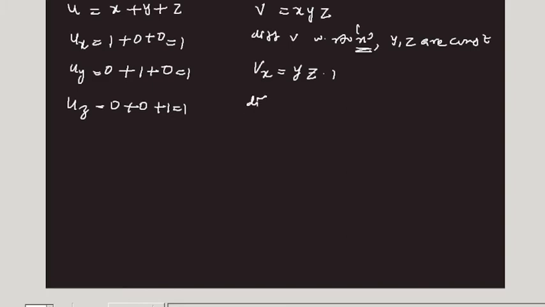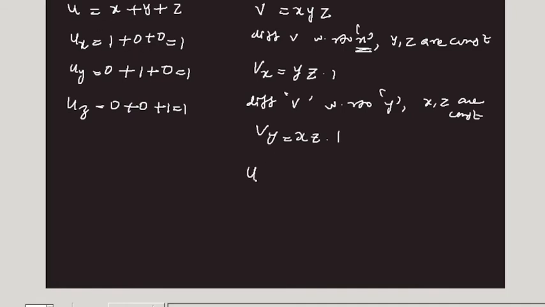Now I am differentiating v with respect to y. When we are differentiating with respect to y, x and z are constant. So here v y equal to, multiplication is there. So x and z are constant into y differentiation is 1. The same concept we are applying here also. Now we differentiate with respect to z. X into y, z differentiation is 1.